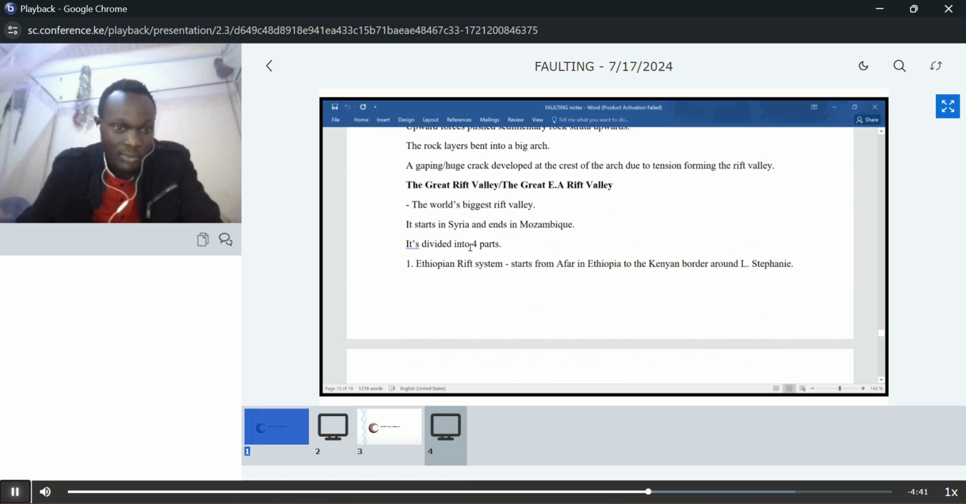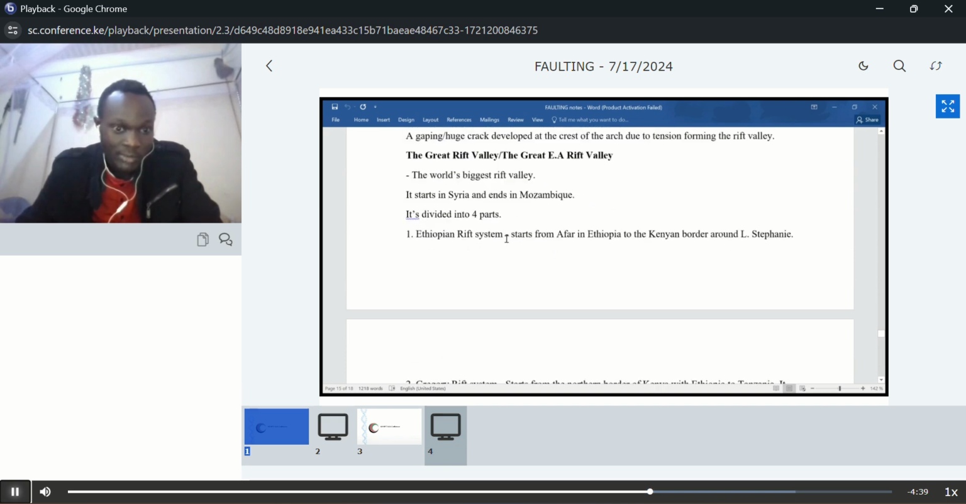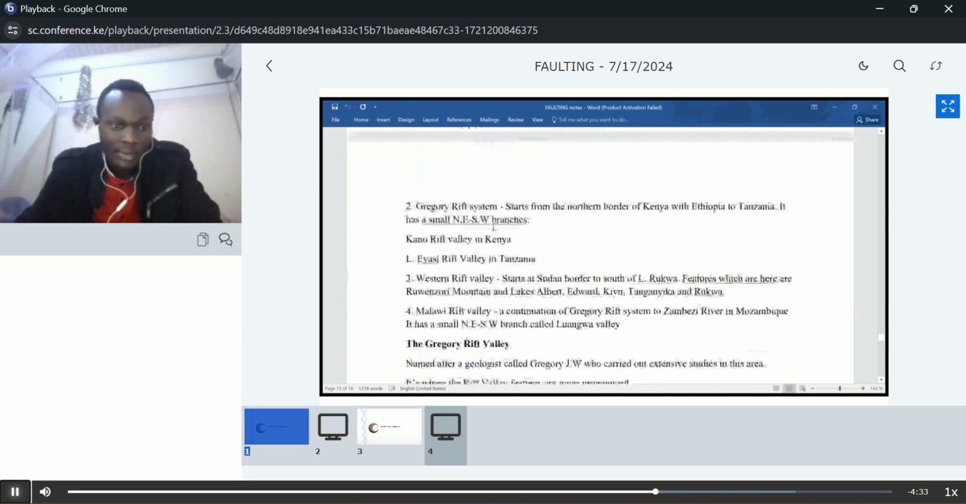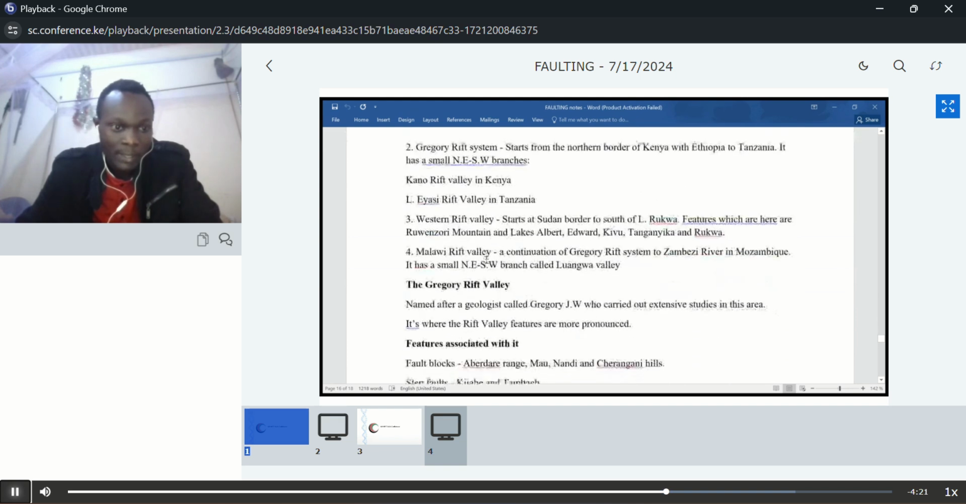It is divided into four parts. The Ethiopian Rift Valley system starts from Afar in Ethiopia to the Kenyan border around Lake Stephanie. We have the Gregory Rift system. It starts from the northern border of Kenya with Ethiopia to Tanzania. It has small northeast to southwest branches: the Kano Rift Valley in Kenya and the Lake Eyasi Rift Valley in Tanzania.